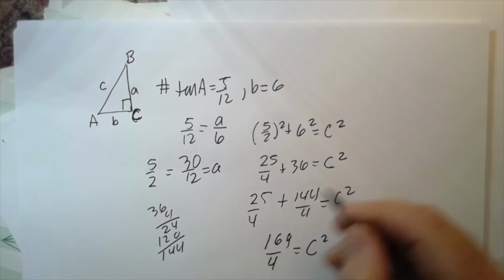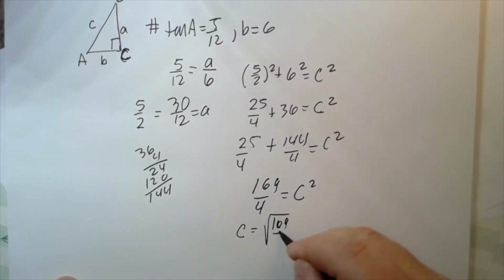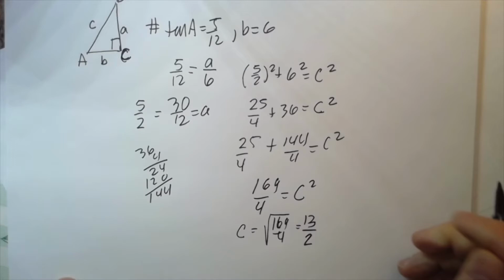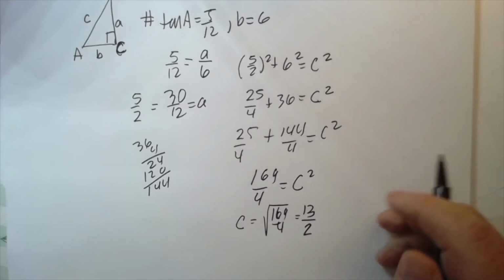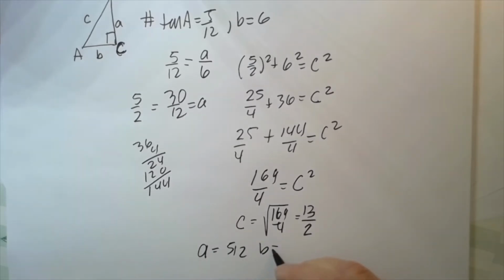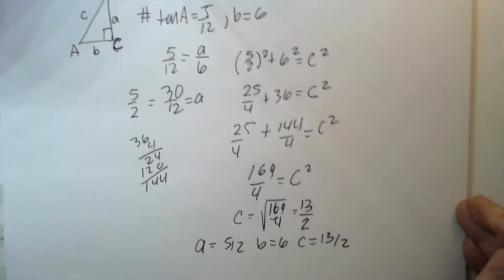Take the square root, so c is equal to the square root of 169 over 4, and 169 is 13 squared, over 2. And so we have our third side. So we have a equals 5 halves, b is equal to 6, and c is equal to 13 halves.